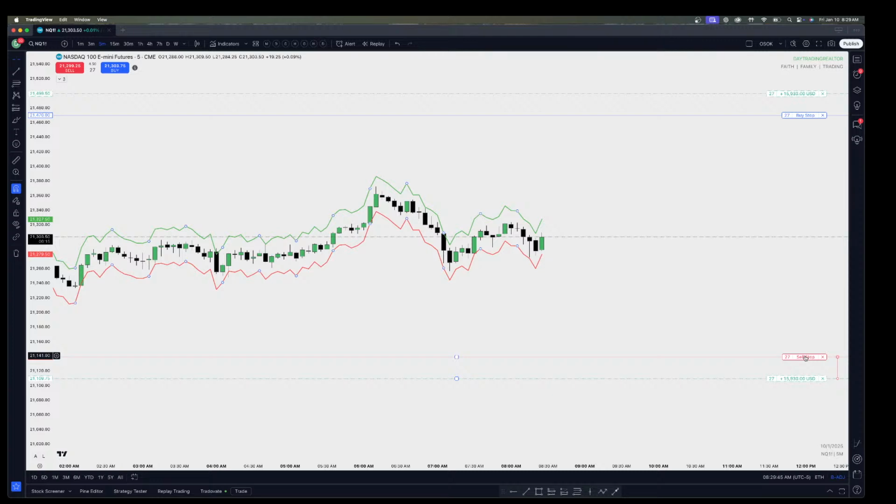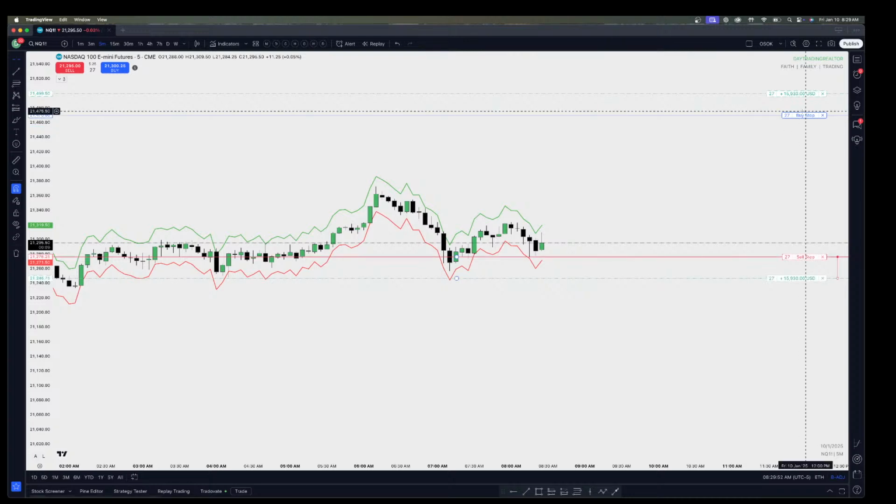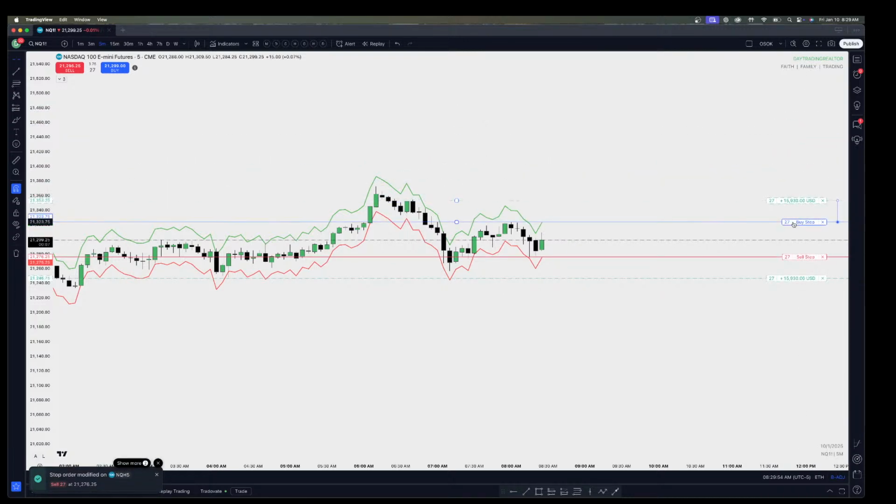So again, with 10 seconds left, that's where I'll move my orders. There's the sell side and here's the buy side. And now we wait.